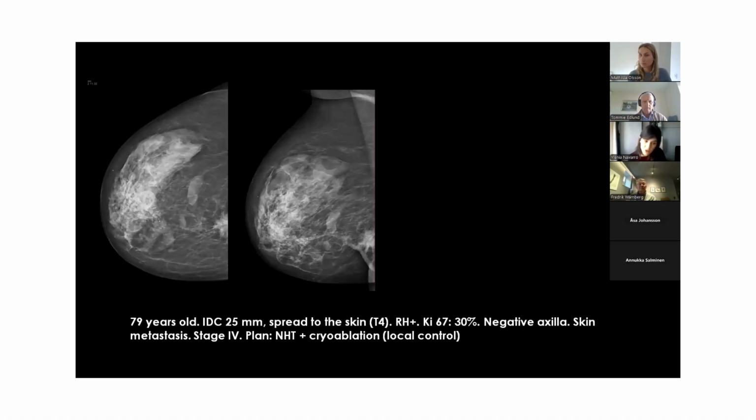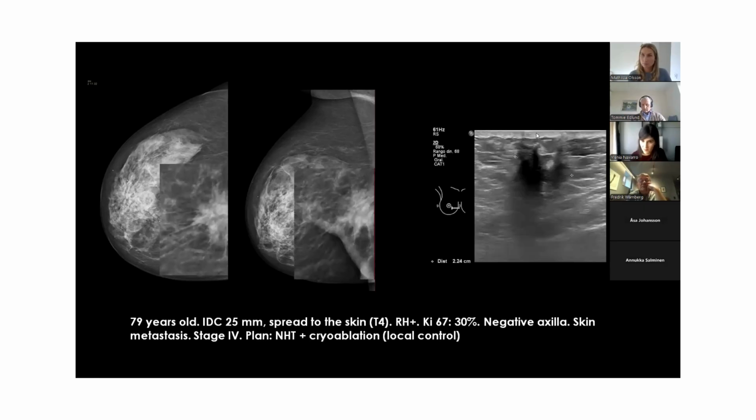This was one of those patients. She was a 79-year-old woman with a 25 millimeters invasive ductal carcinoma in right breast, already spread to the skin at the moment of diagnosis. You can see the skin is retracted, thickened, and the same in ultrasound. You see the skin is thick. And she had negative axilla, but had a skin metastasis also at the diagnosis. So this was a stage 4.